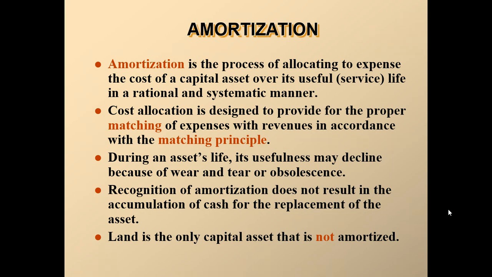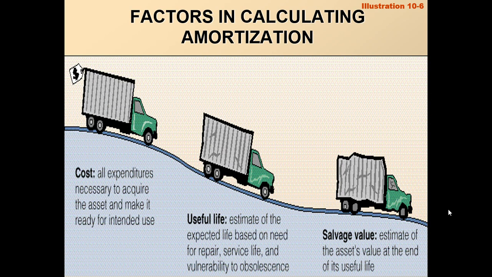Talking way back from grade 11, as I explained, land is usually one of the only assets that can gain in value. So for this portion of the chapter, we're not going to be using land, because land rarely, if ever, depreciates over time. Now, the factors in calculating amortization: depending on the method that you use, these three factors are always going to be there.